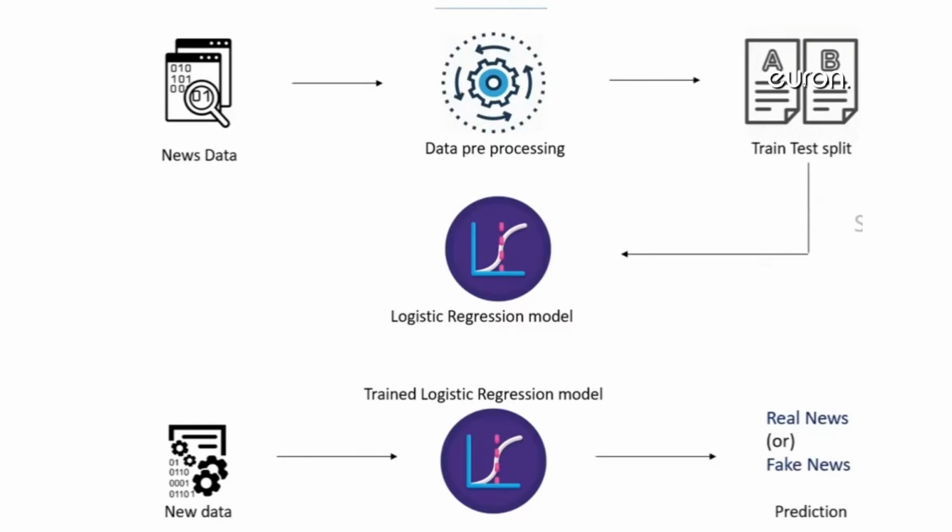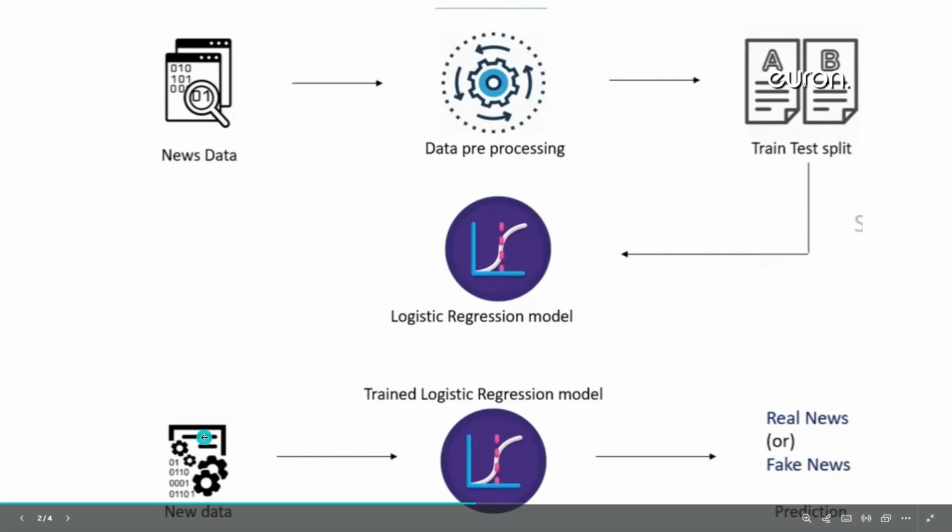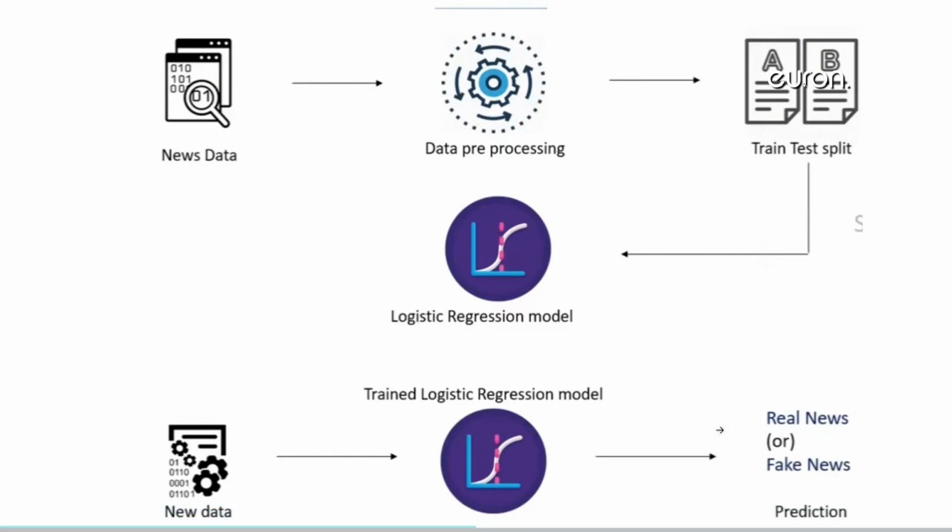With the help of that you can do the classification training. I tried logistic regression and it was giving me good accuracy. Once we train the model, we give it new data, and the model will try to predict whether this particular news is fake news or real news. So this is the entire workflow.